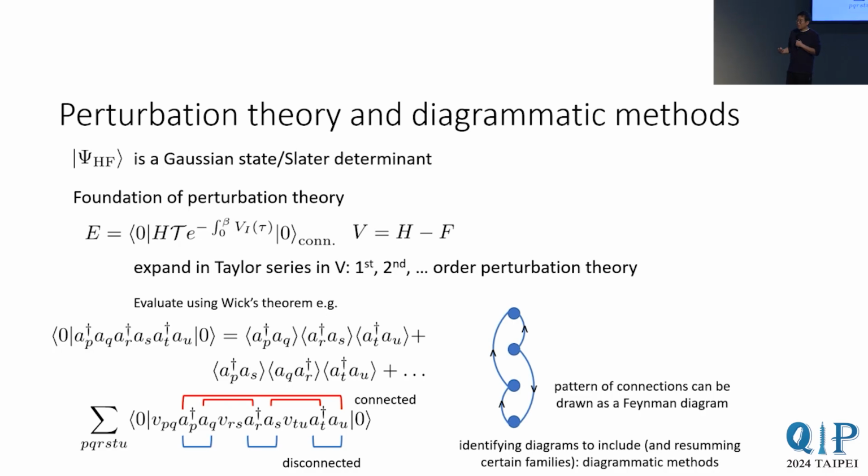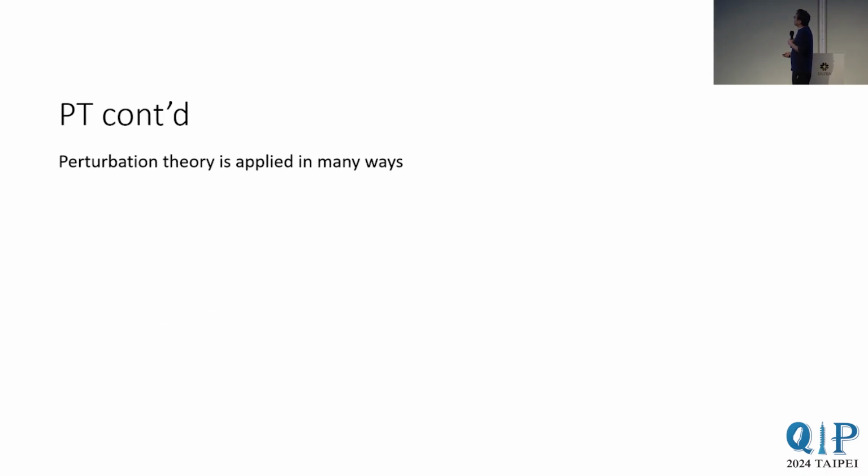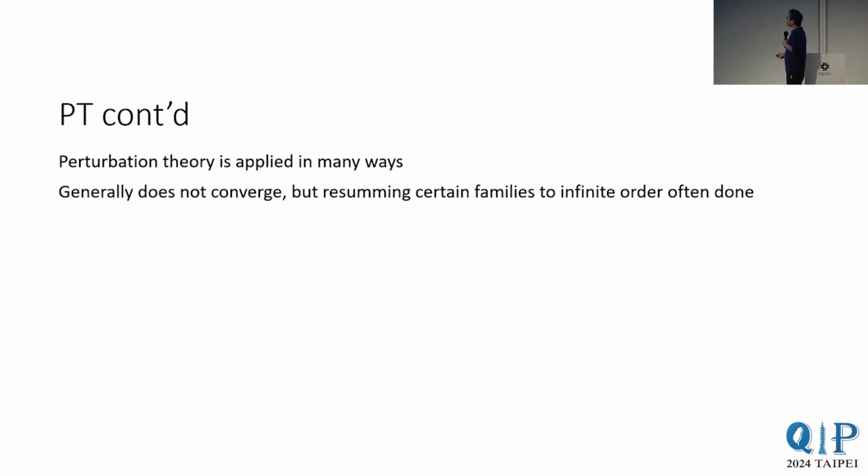You can identify the diagrams you want to include. You can do perturbation theory to fixed orders. You can resum certain families of diagrams by some geometric series or by some iteration, and so on and so forth. So there's a very rich structure of many-body perturbation theory, as befits something that has been a cornerstone of physics for 70 years. It's applied in many ways. It's not usually a convergent theory because the perturbation is very strong. The difference between the mean field Hamiltonian and the true Hamiltonian is not a small term. But at finite order, it can give reasonable results, and resumming certain things to infinite order can also work.